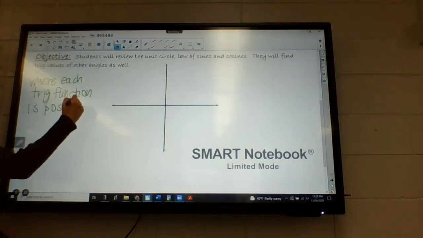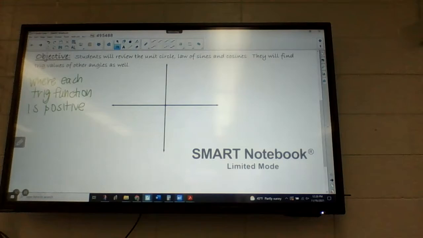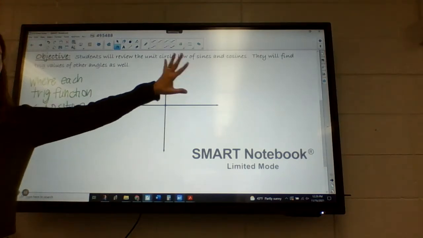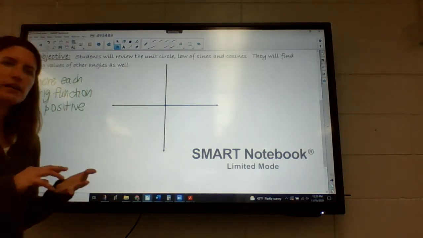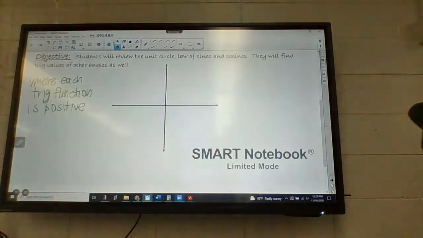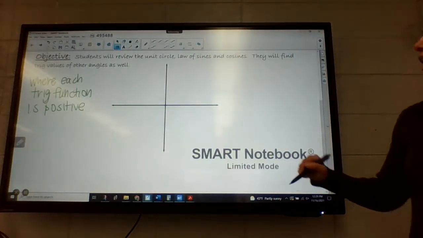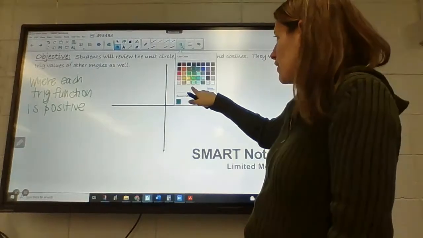Now this doesn't seem all that useful right now, but in a few minutes it'll make more sense as to why we want to know that. If we know where the trig function is either positive or negative, it tells us where it should be in relation to all the other ones. So we have different quadrants here. If we start in the first quadrant, sine, cosine, tangent are all positive in that first quadrant. So we're going to put a capital A there for all.